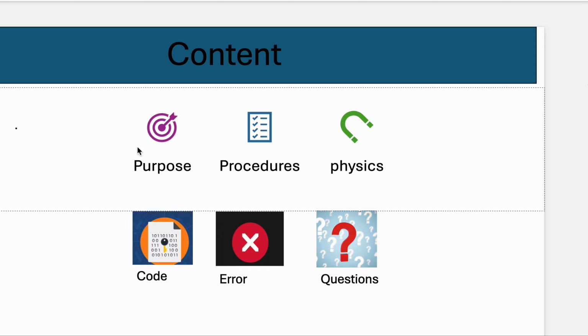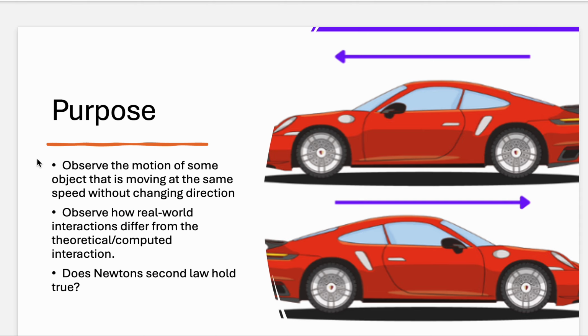Content covered would first be purpose, procedures, then physics involved in the lab, then code for a computational model, then error, and then any questions that may arise. For our purpose, we're trying to observe the motion of some object that is moving at the same speed without changing direction, and to see how real world interactions differ from theoretical/computational interactions. Also, to check if Newton's second law remains true.